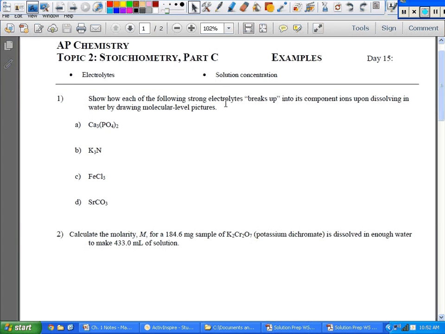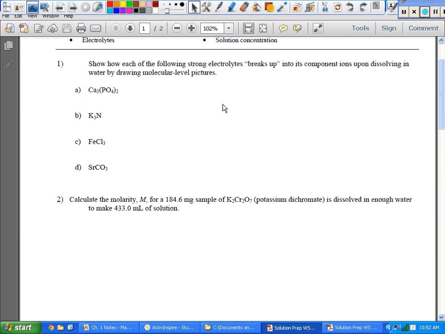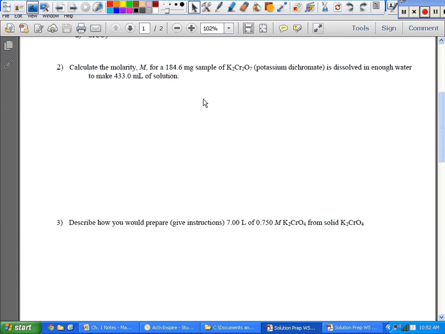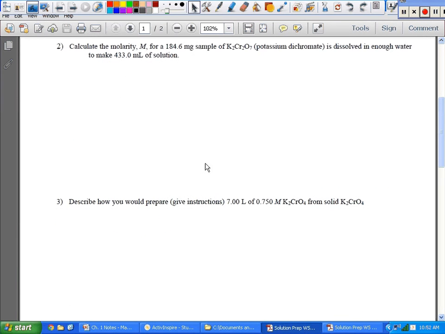All right, so we've already talked about question number one. We talked about how these compounds break down into ions. And so now today, did we do number two? Okay. I think we actually started talking about it, but I don't think we actually worked it. Yeah, that's what it was.